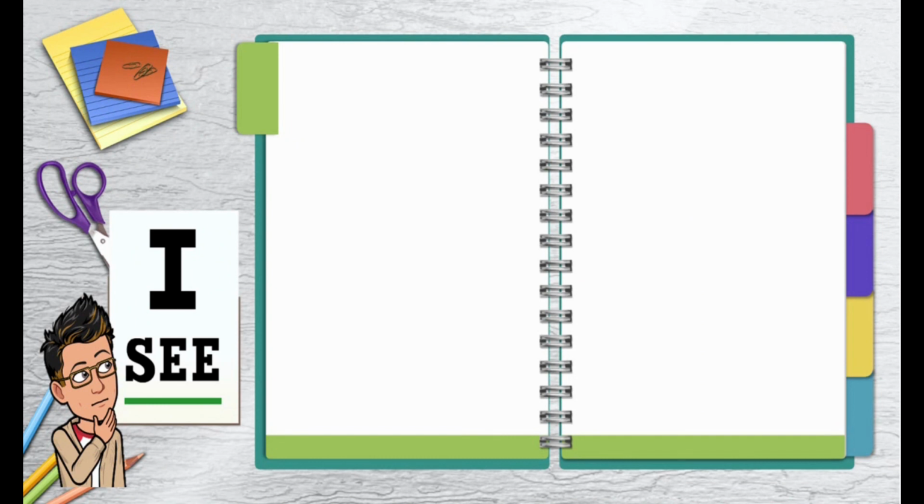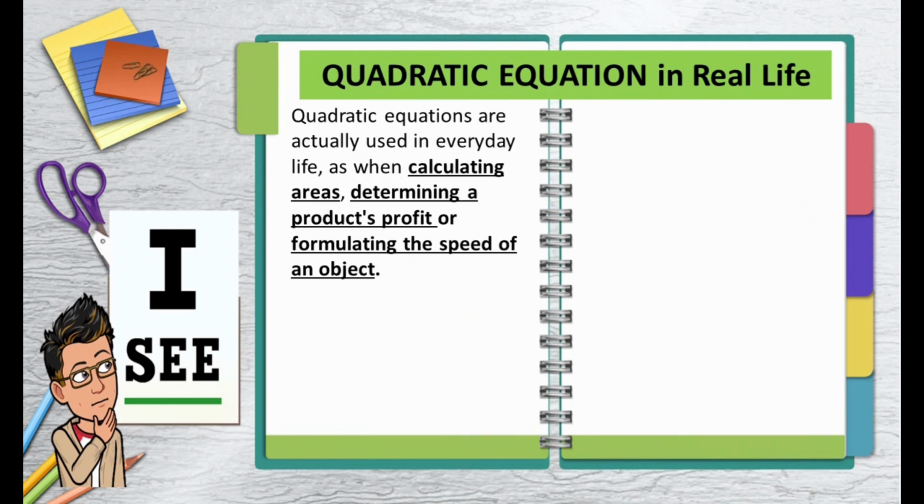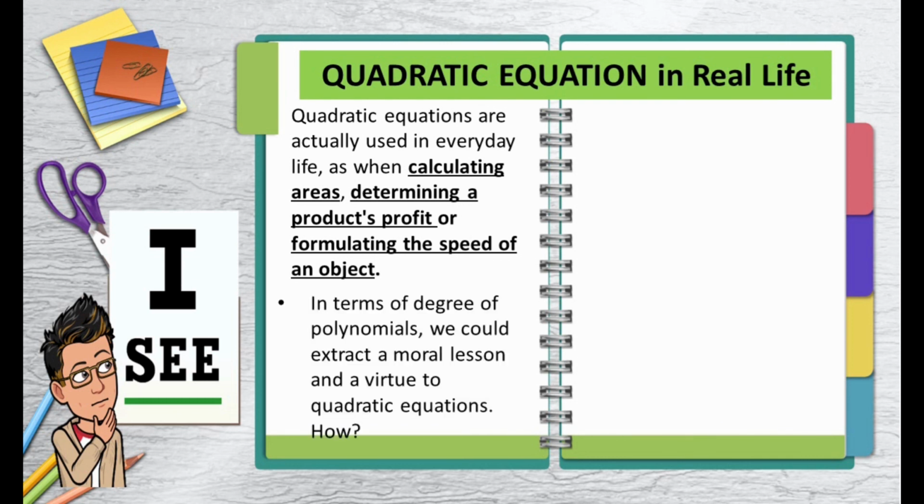Okay, now for the attainment of our final objective, which is to relate the context to real-life problems and real-life applications, let's have quadratic equation in real life. Quadratic equations are actually used in everyday life, as when calculating areas, determining a product's profit, or formulating the speed of an object. But more than that, in terms of degree of polynomials, we could actually extract a moral lesson and a virtue from quadratic equations. How?